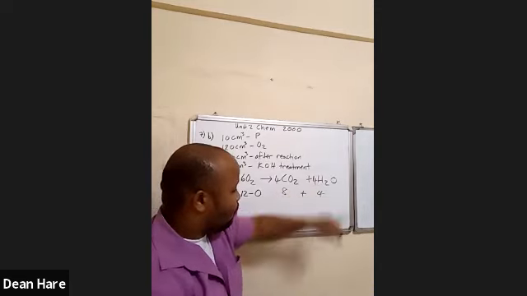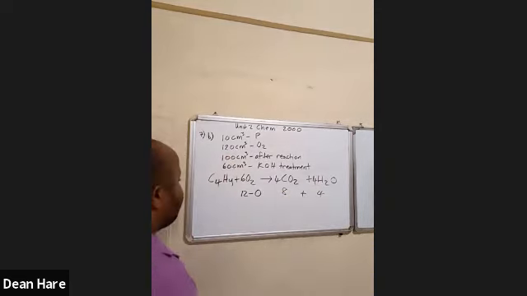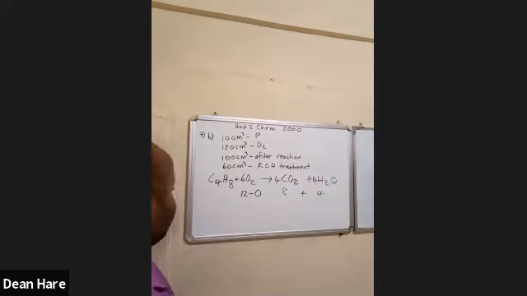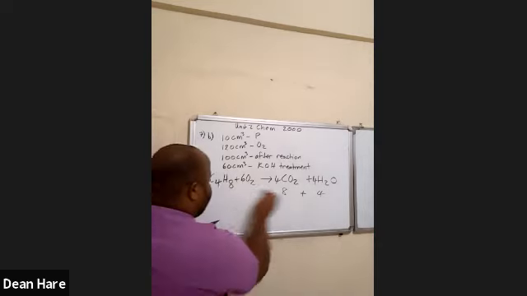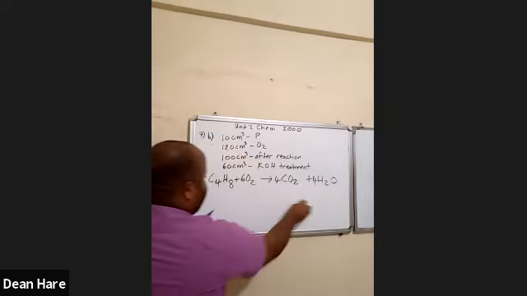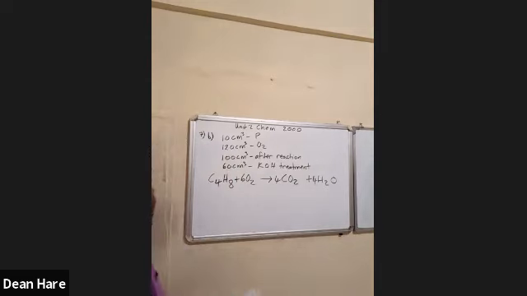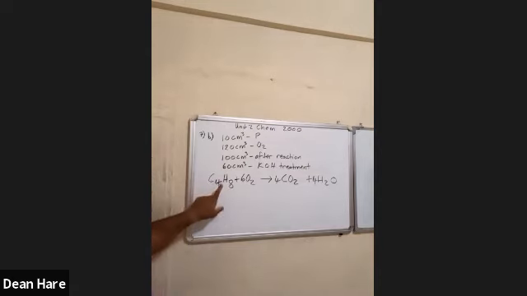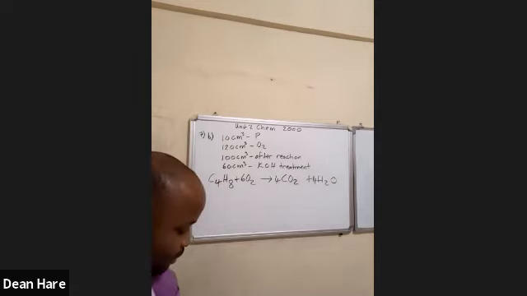So 4 times 2, that is 8. That means our hydrocarbon should have 8 hydrogen atoms. And so our hydrocarbon is C4H8. So the molecular formula of our hydrocarbon is C4H8. All right, so that is how you will calculate the molecular formula of the hydrocarbon.